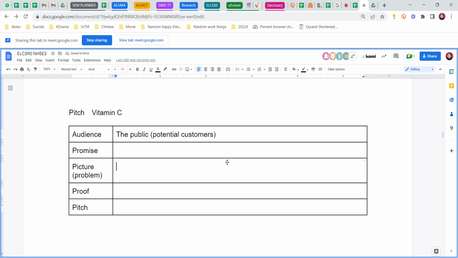Immunity system. Because due to the COVID, okay. So this one is lack of immunity. Immunity due to COVID. The issue is COVID-19. Okay. So lack of immunity. Okay. So what is the promise? Just one problem, or can I add more? No, one only. One only.